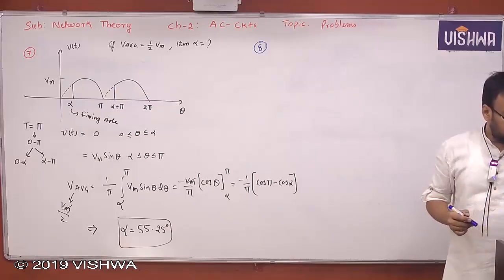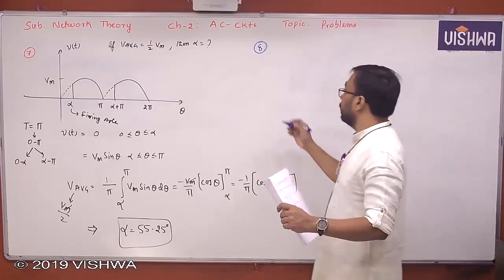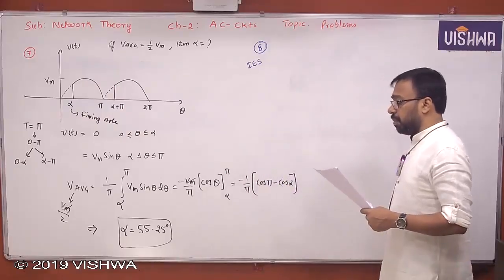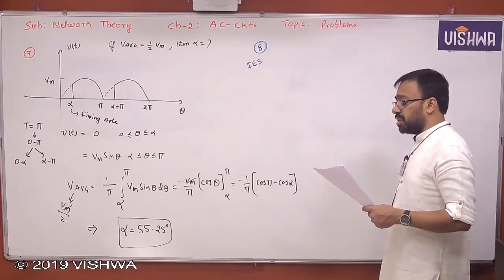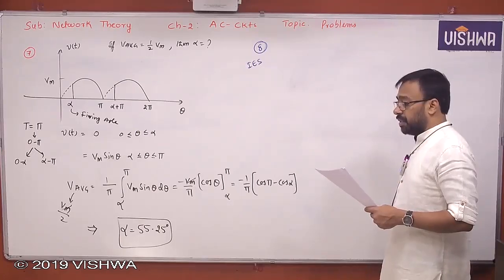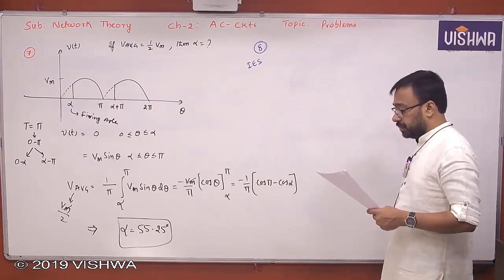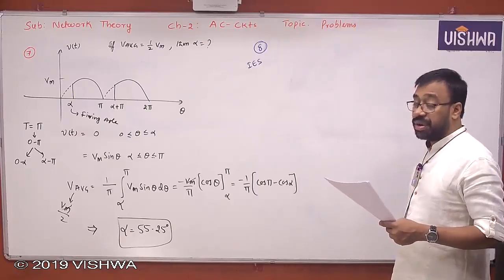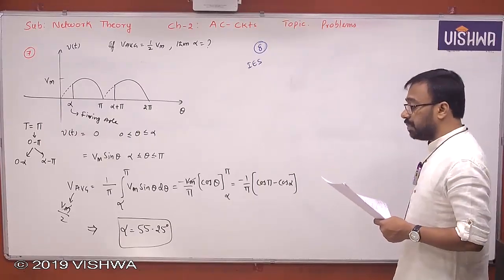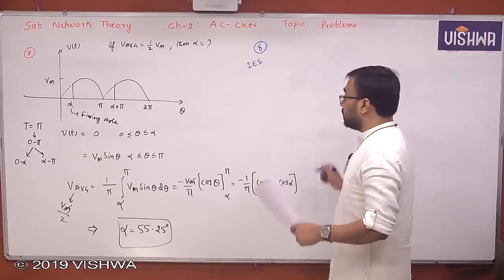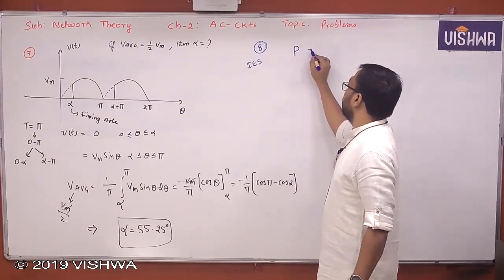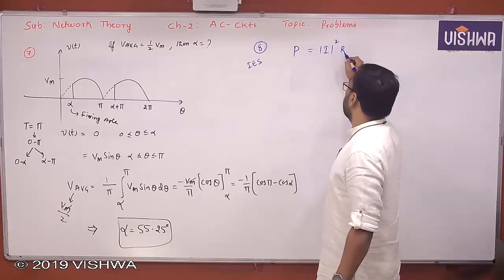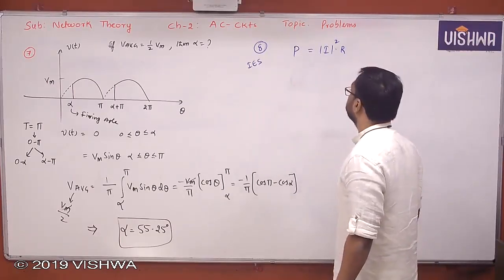Let me read that. This question was asked in IES. The ratio of available power from the DC component of a full wave rectified sinusoid to the available power of the rectified sinusoid is. First of all, what is the power? Strictly speaking, the power is nothing but the RMS magnitude of the current square into R. This is power.